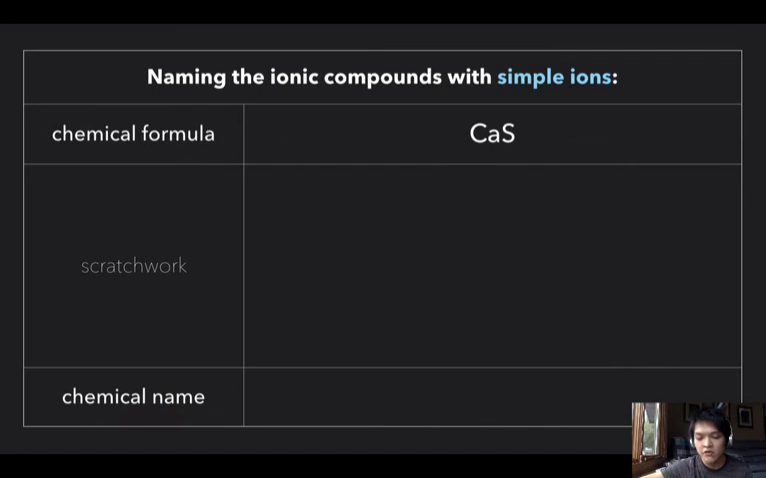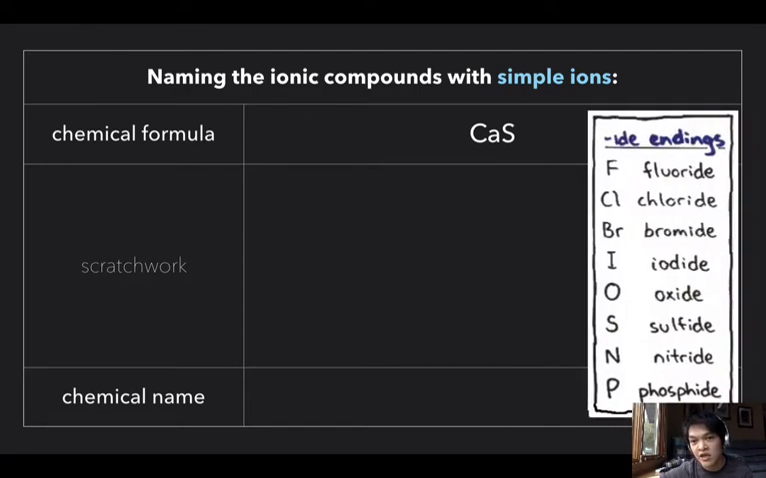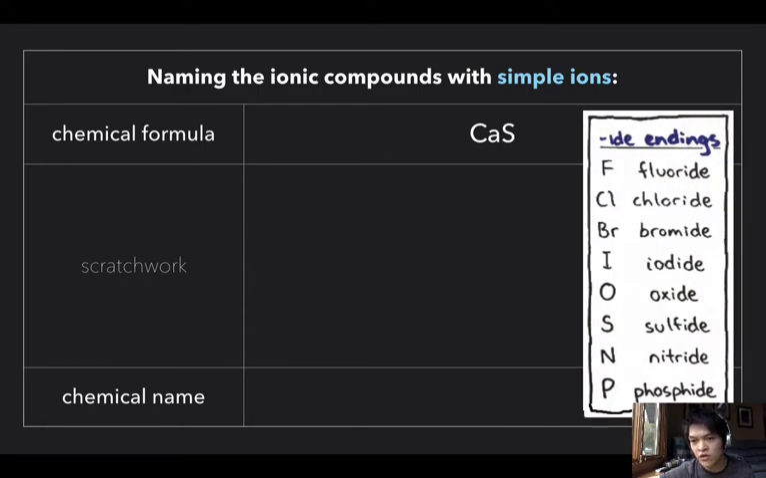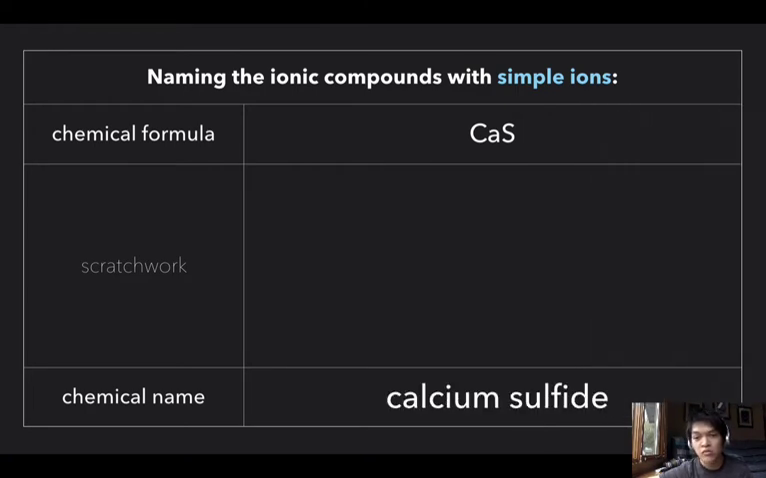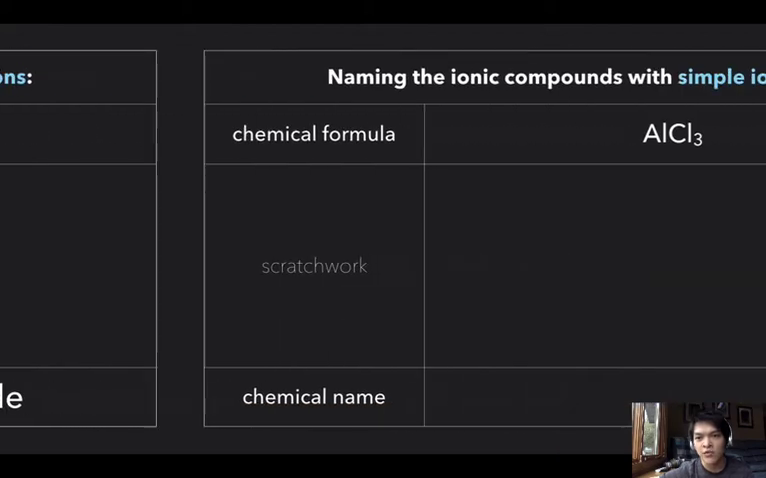Now here we have Ca, which is calcium, and S, which is sulfur, but we're going to take a look at the "ide" endings. So instead of sulfur, it would be sulfide. So what we're going to have here is calcium sulfide. Okay, let's take a look at our third example here.